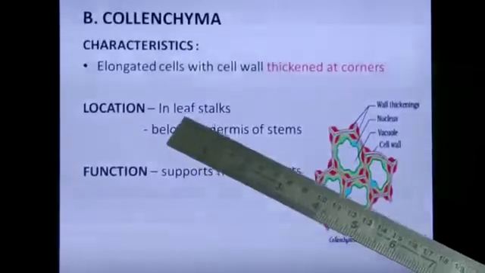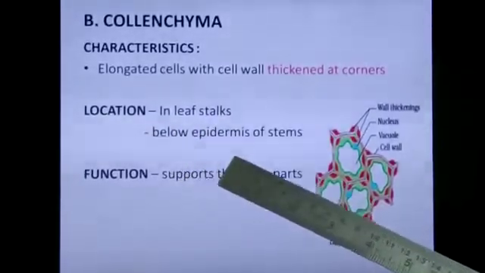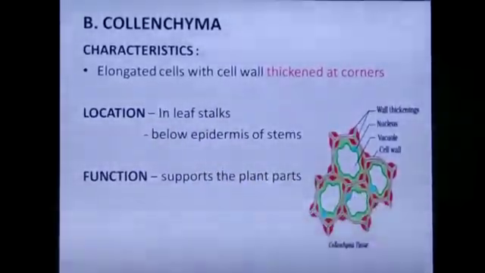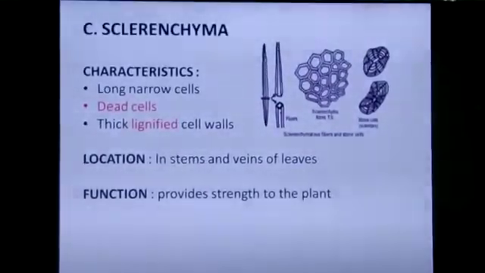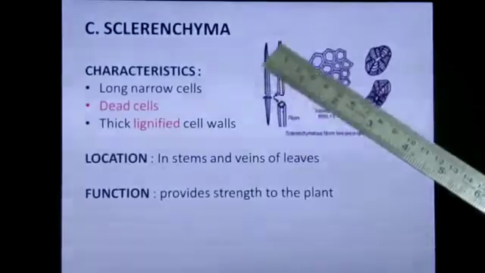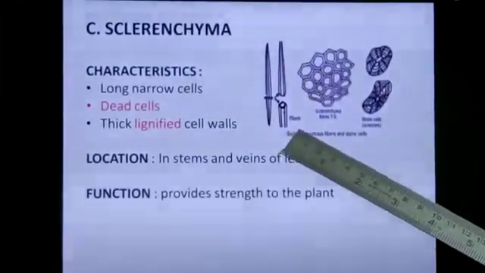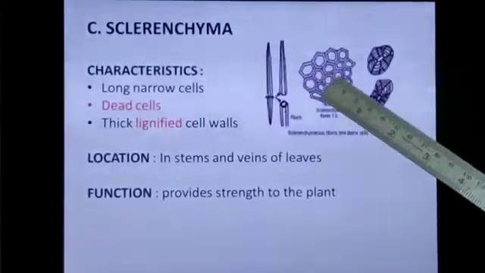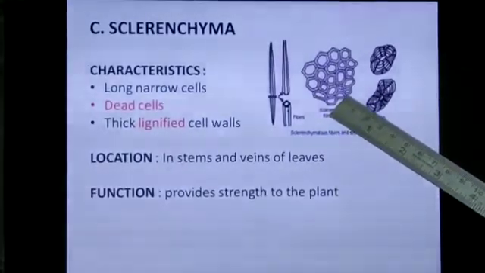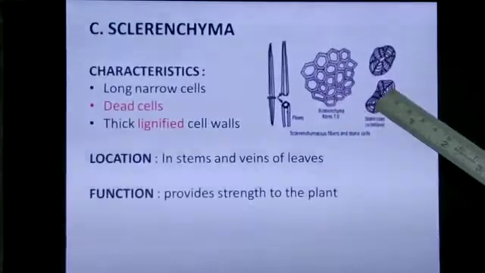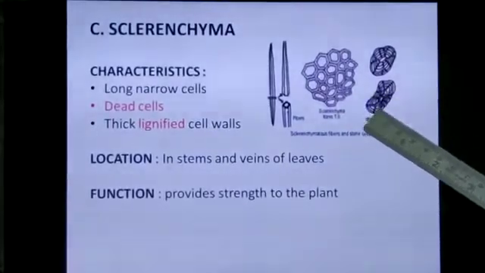They are located in the leaf stalks and below the epidermis of stems. The next type of supporting tissue is sclerenchyma. These are characterized by long, narrow cells. They are dead cells. We don't see here any cell having a nucleus. So that shows that these are dead cells. And these have more thickened cell walls.